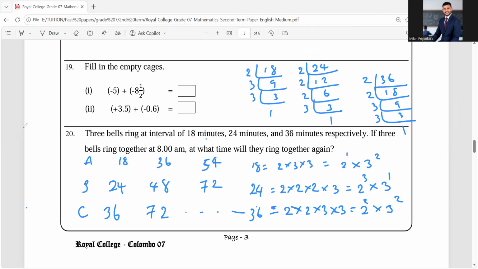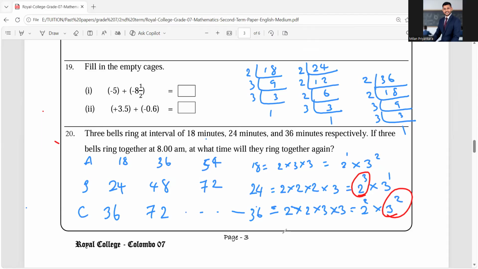Now, how do we select these numbers? We have a principle. That means we take the highest power of each factor. You see now this is the highest power of 2. Here you have 2 to the power 1. Here you have 2 to the power 2. But here you have 2 to the power 3. And 3 to the power 2 we have here, and there are no other factors, right? Then there's 3 to the power 1. We cannot take that. We have 3 to the power 2 here. It's the same thing, right?